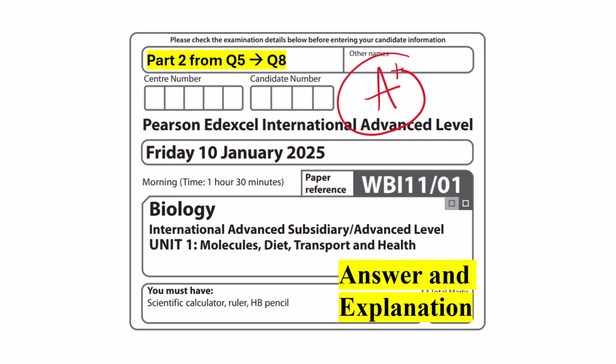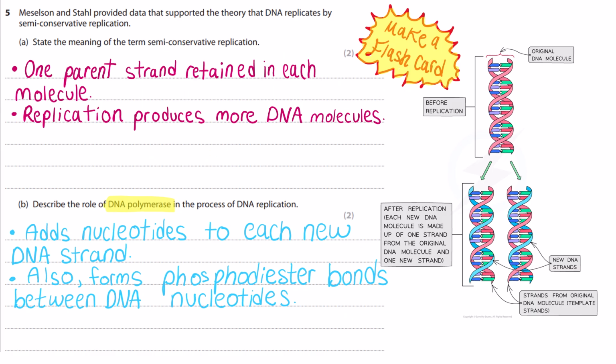Hello, this is the final part for answering the Unit 1 Molecules, Diet, Transport, and Health for the January 2025 past paper. Okay, so question number 5.